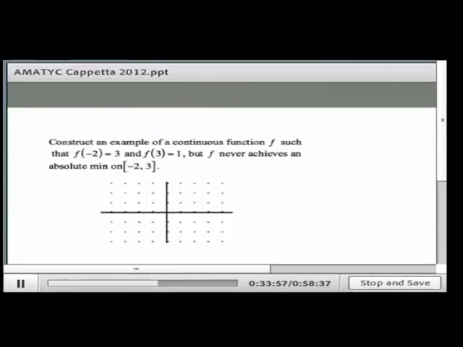Continuous, f of negative 2 is 3, f of 3 is 1, but f never achieves an absolute min on negative 2, 3. Hopefully our students will know that that is not possible. The extreme value theorem tells us if we have a continuous function defined on a closed interval, I'm assuming it's continuous everywhere, we're not playing any games with the endpoints, then it has to achieve an absolute min. So I don't mind asking questions where the answer is it's not possible or it's not going to happen. I think students can learn a lot from those as well.